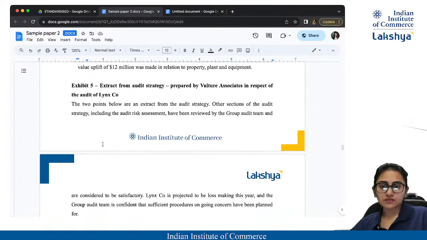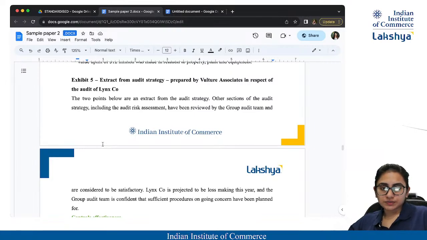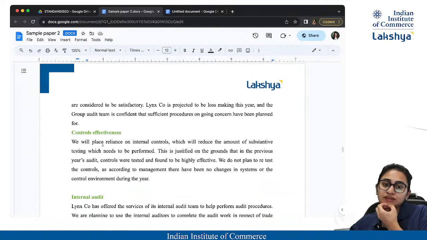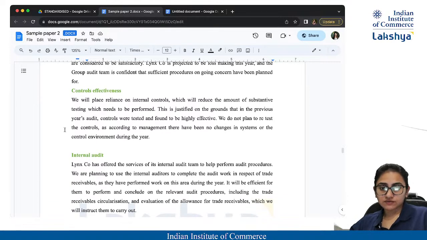Extract from the audit strategy prepared by Vulture Associates in respect of the audit of Links Company. The two points below are an extract from the audit strategy. Other sections of the audit strategy, including the audit risk assessment, have been reviewed by the group audit team and are considered to be satisfactory. Links Company is projected to be loss-making this year, and the group audit team is confident that sufficient procedures on going concern have been planned for control effectiveness. We will place reliance on internal controls, which will reduce the amount of substantive testing which needs to be performed.